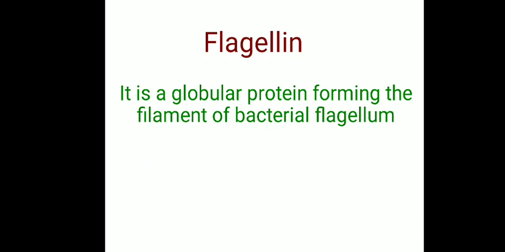Now the second example is flagellin. Flagellin is a globular protein that has a unique property of arranging itself in a hollow cylindrical form, forming the filament of the bacterial flagellum. बैक्टीरिया में जो भी flagellum present होता है, that flagellum is made up of protein which is known as flagellin. और ये जो flagellin होते हैं, they are the globular proteins, और ये globular protein एक दूसरे को cylindrical form में join होते हैं, and that cylindrical form present inside the bacteria is known as flagellum.